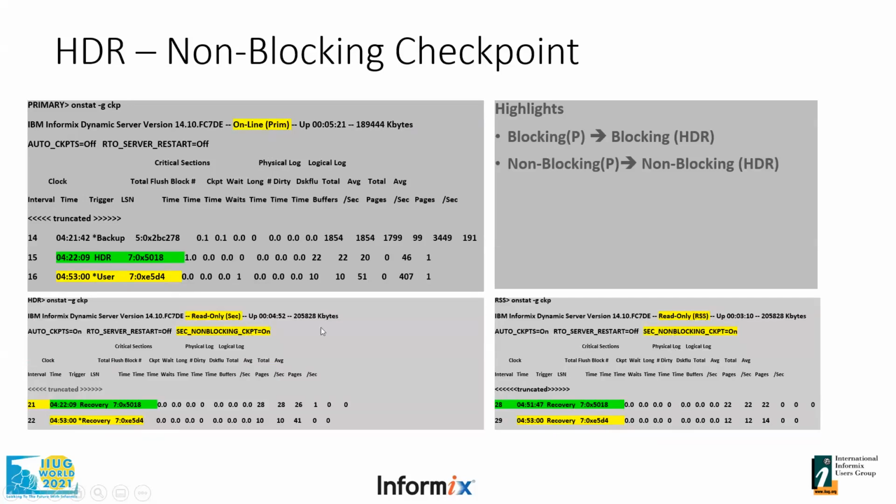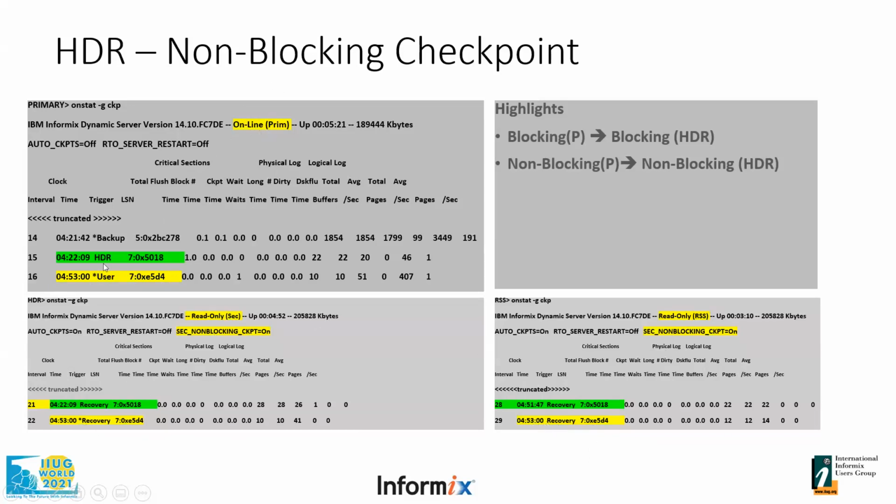Here is a snapshot of what is happening, and I just wanted to highlight how the secondary HDR and RSS behaves when there is a blocking and non-blocking checkpoint. When primary goes for a blocking checkpoint, the blocking checkpoint is indicated by little asterisk here. So this star indicates that this is a blocking checkpoint, and this LSN on the HDR also went by the blocking checkpoint. Whereas if you look at the RSS, it was a non-blocking checkpoint here.